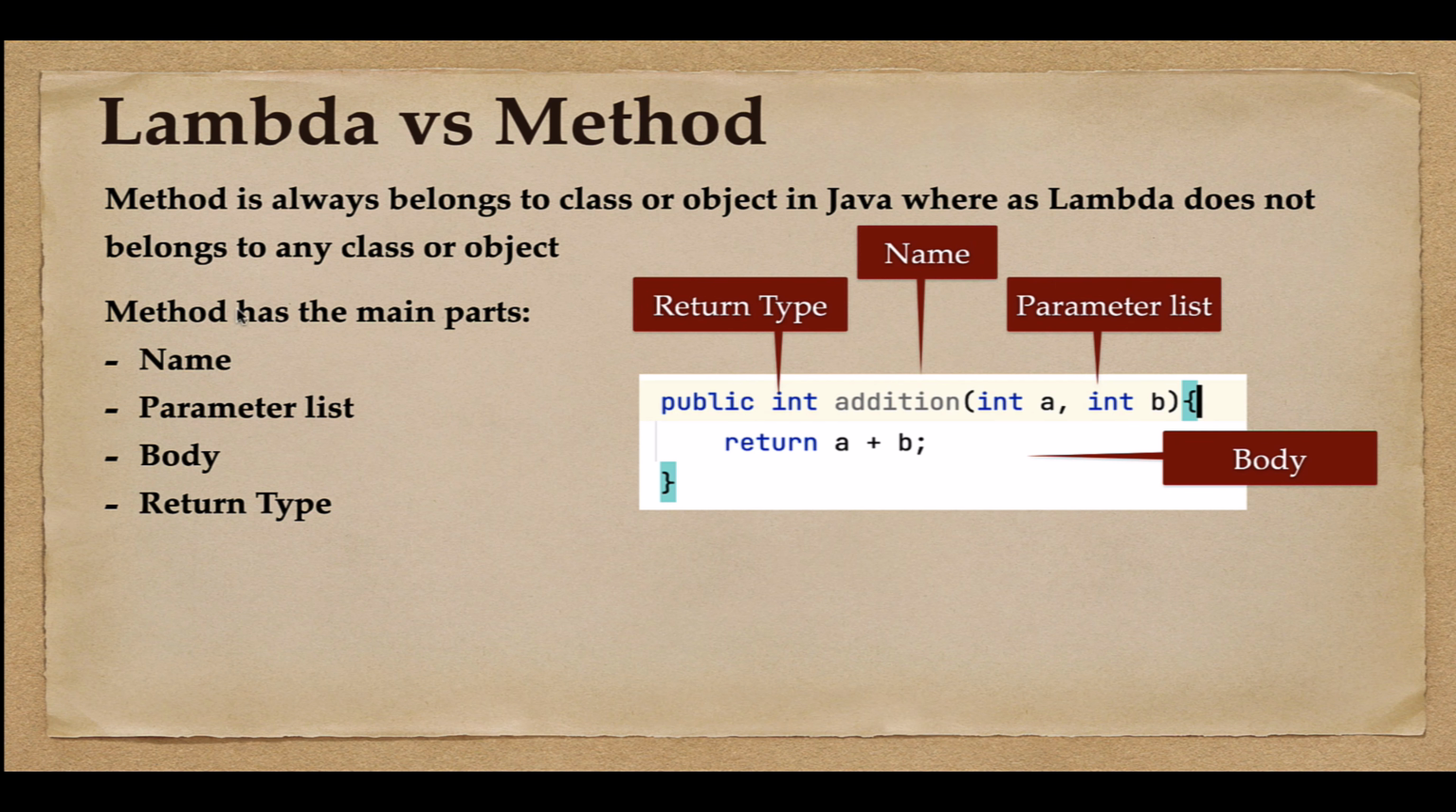Okay, and you can see a method has these parts: a name, parameter list, body, and return type. For example, look at the addition method over here. Addition is the method name, int is the return type, int a comma int b is the parameter list, and return a plus b is the method body. So this is how we create a method in Java, and these are the different parts of a method.